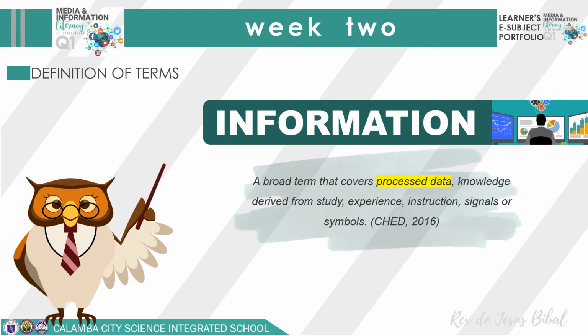Next one is talk about information. This is a broad term that covers processed data, knowledge derived from study, experience, instruction, signals, or symbols. That is according to CHED, once again, 2016. The key word in this definition is processed data. For instance, if a person just declares this plant is an effective cure for the virus, we cannot right away consider his or her statement as information unless there are supporting facts to this declaration. Now, can we say that a fake article found in social media is information? It can still be considered as information, although further analysis would lead us to discover that it is a wrong information. This issue leads us to the need for information.